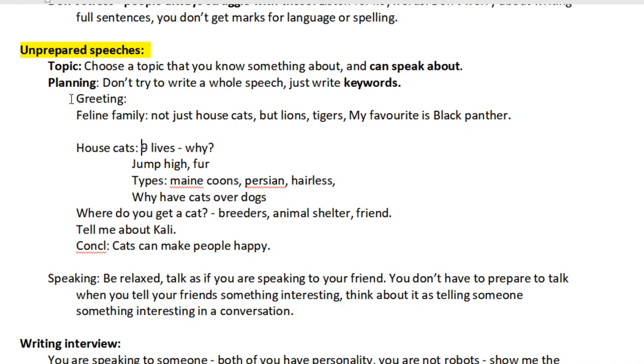It's always said that house cats have 9 lives. But why would that be? Cats are said to have 9 lives because they always land on their feet. When they jump, they can quickly turn around in the air to always land on their feet. This means that they can jump very high and from high heights and always land on their feet.